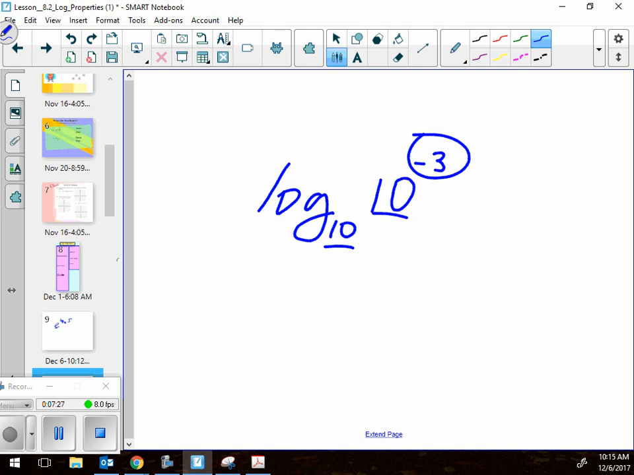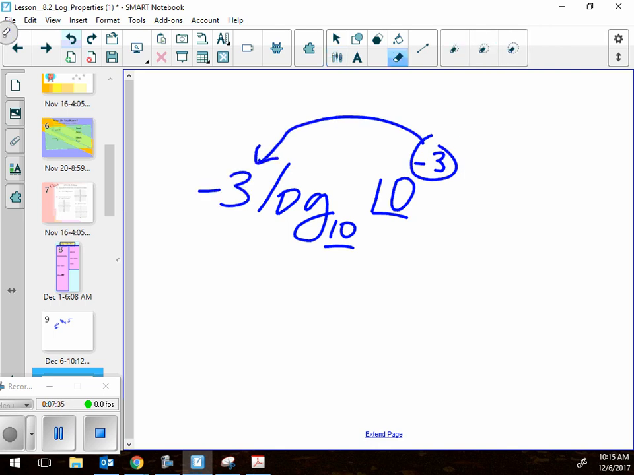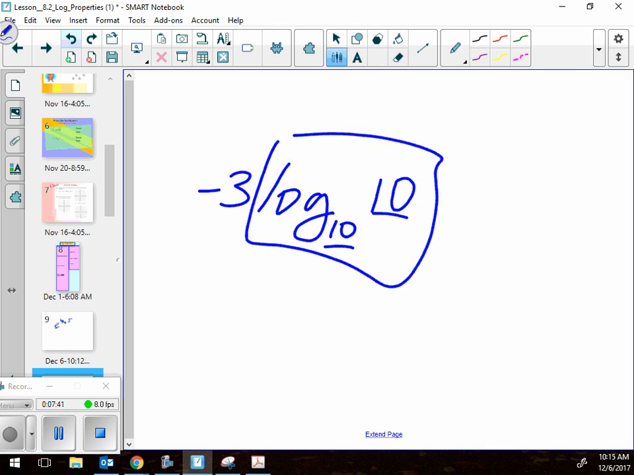All right. Another way you could have done it is say, there's another property that says I can put this down in front, and then it would be negative 3 times all that. That's only good if you then realize that, ooh, this is actually equal to 1. Log base 10 of 10 is 1, so then 1 times negative 3 makes negative 3. Either way, the answer is negative 3. All right, another property.